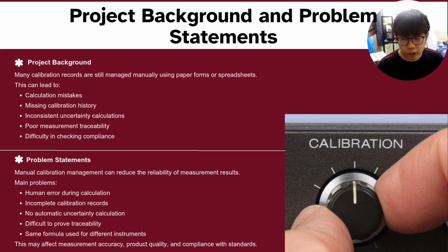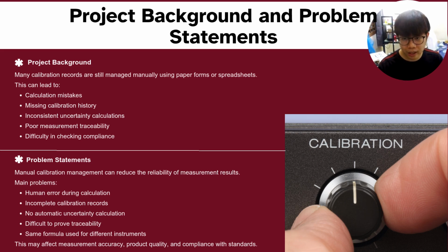Currently, many calibration records are still managed manually using paper forms or spreadsheets. This often leads to calculation mistakes, missing history, and poor measurement traceability. Our primary problem statement is that manual calibration management reduces the reliability of measurement results.